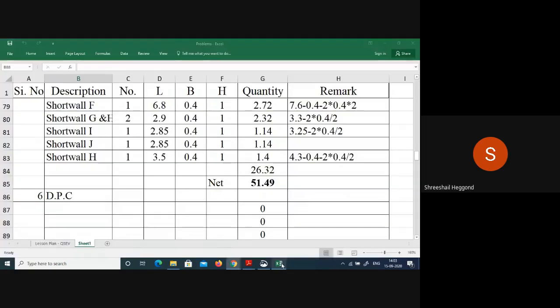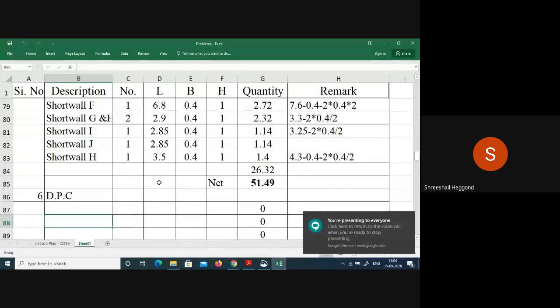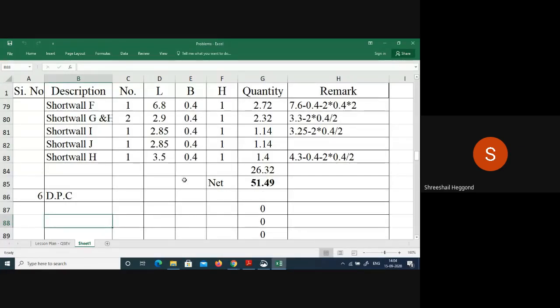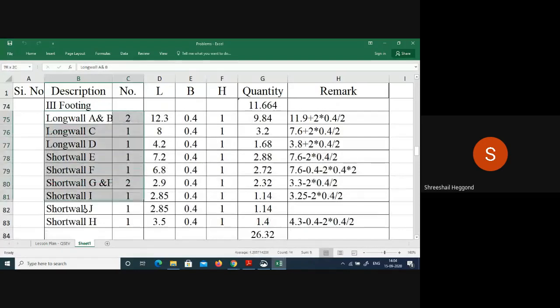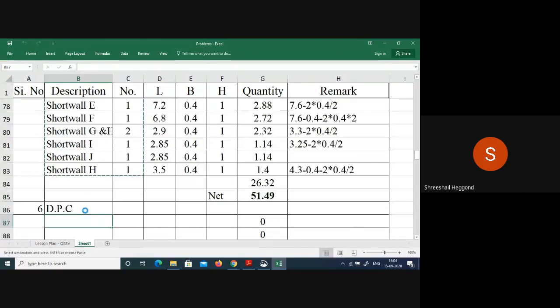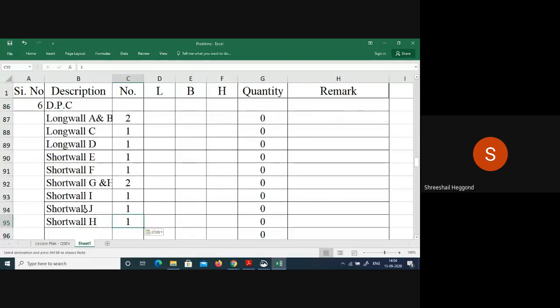Discussing the brick-concrete substructure, that is foundation and plinth. And in continuation to that, we will be calculating the DPC now. Okay, let's write down how many long walls and short walls are there, how many walls there are in total.